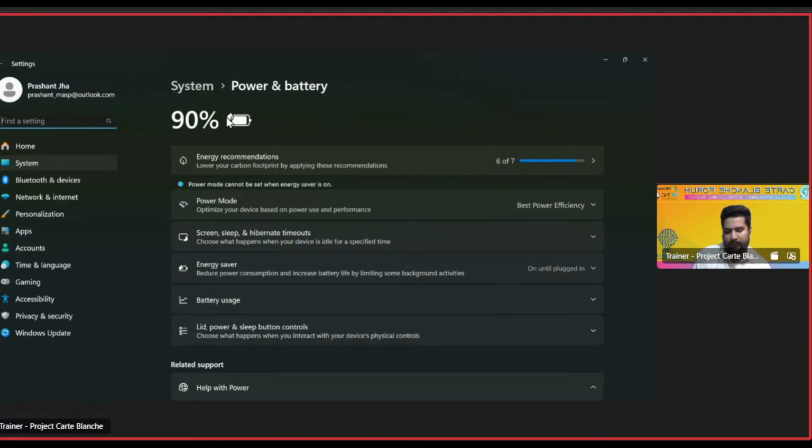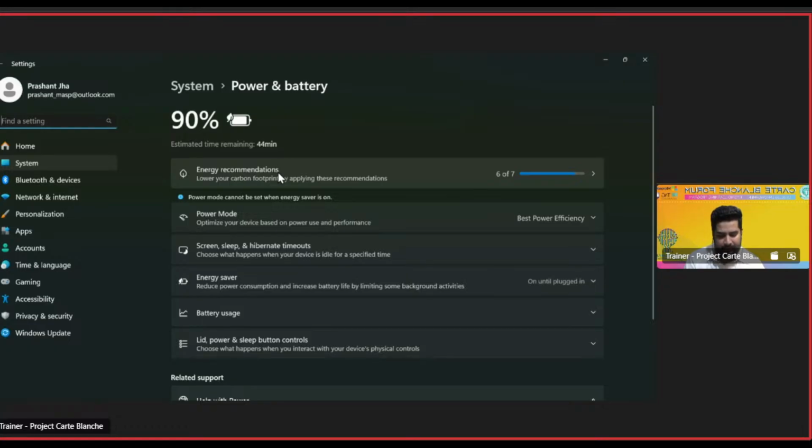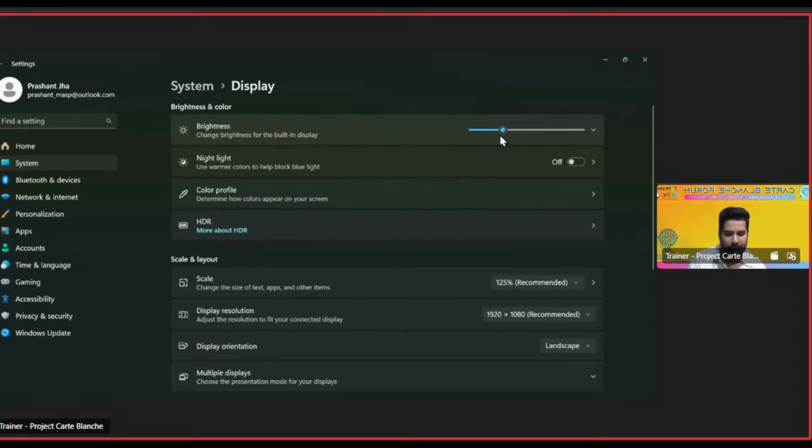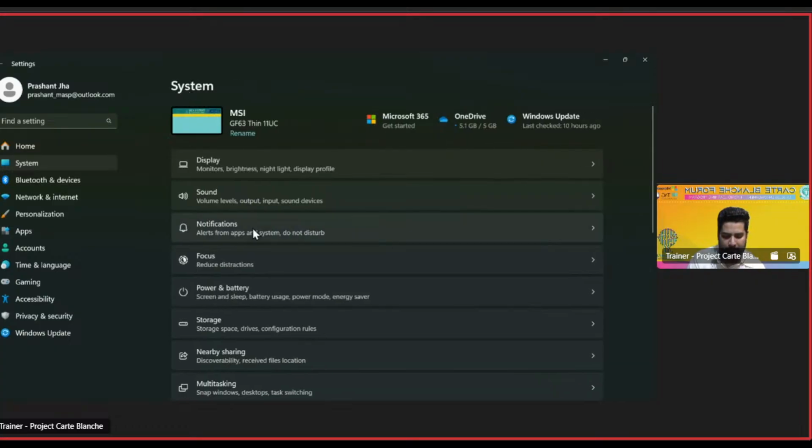Okay, now coming back to energy recommendation. It is giving me some options for energy recommendation, that is, how I can set the power mode for the best. All those things I've done. Turn on the dark mode, set the screen brightness to the best. If I keep on this option, it will allow me to change the settings, that is, how my brightness level of the screen should be. Because the more the screen is lit up, the more battery problem you will have, right?